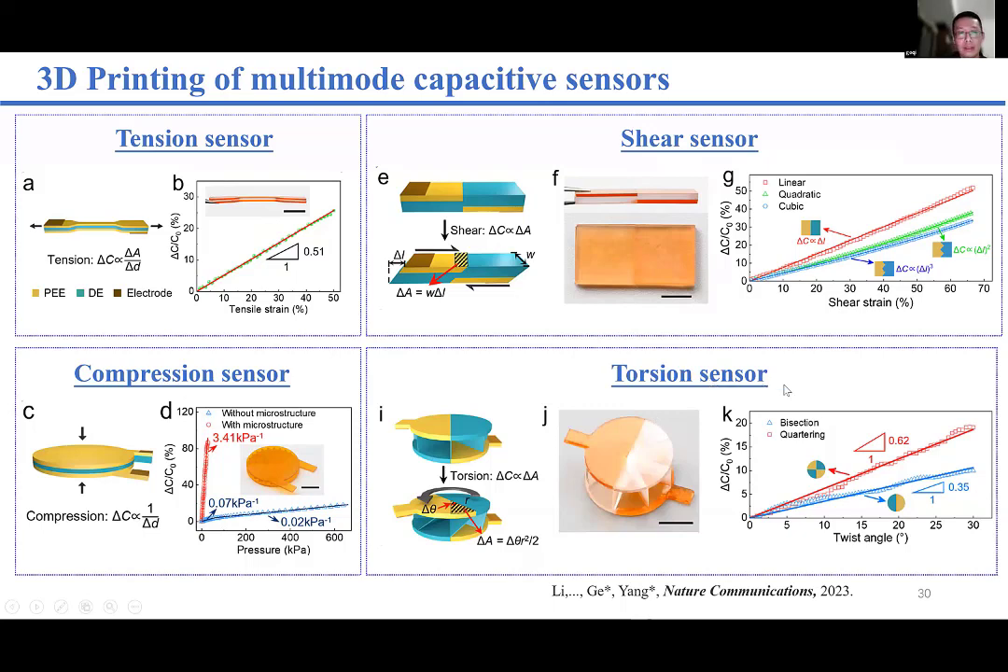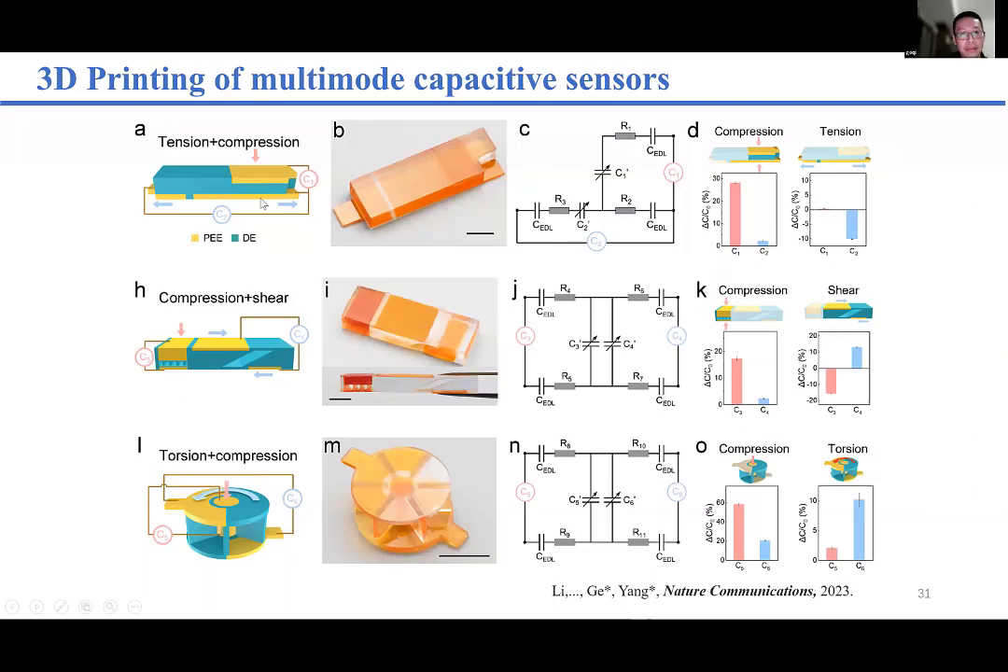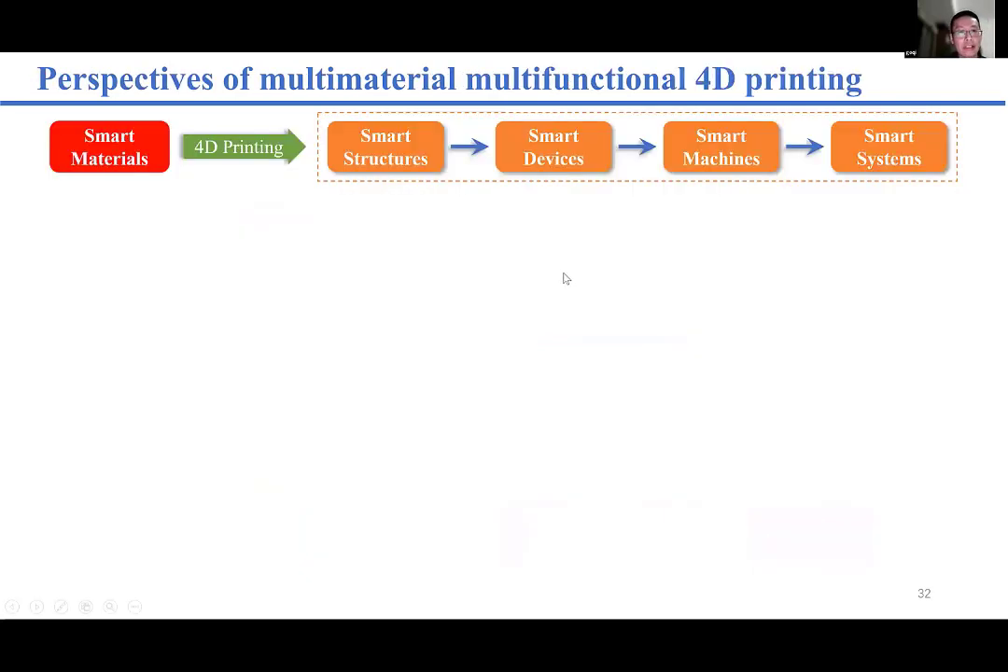And also we can develop, using some smart design, a sensor where we can use one sensor to sense both compression and tension, but the two signals don't interfere with each other. And also we can develop a sensor which can sense compression or shear, which also don't interfere with each other, or torsion and compression.